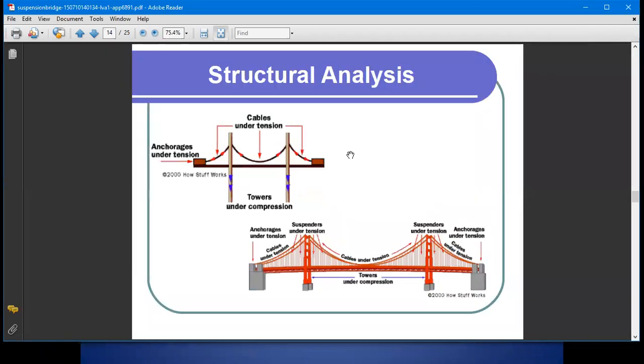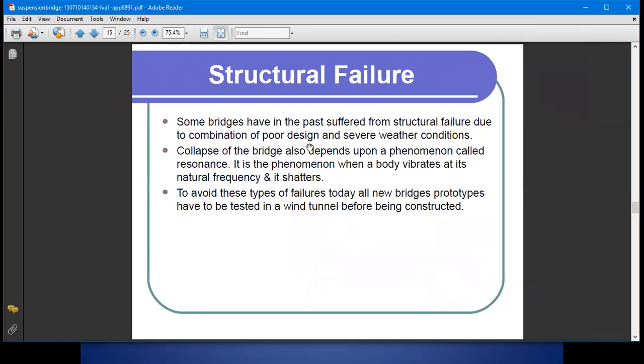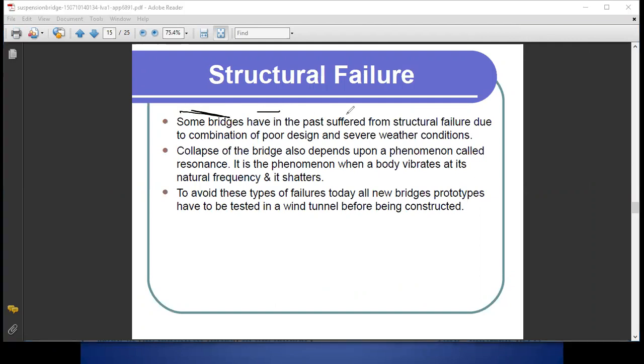The next, structural failure. In case of suspension bridges, some bridges have in the past suffered from structural failure due to a combination of poor design and severe weather conditions. Okay, because if wind pressure is maximum, or due to a cyclone, etc., the bridge may fall, due to poor design or severe weather condition. That may be a cyclone or a severe earthquake.